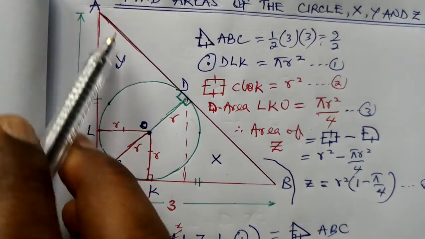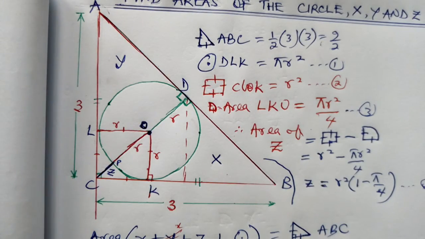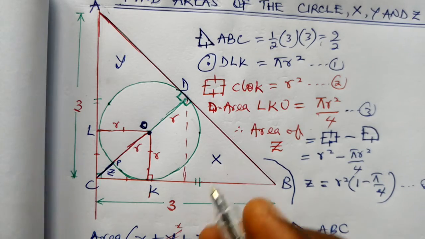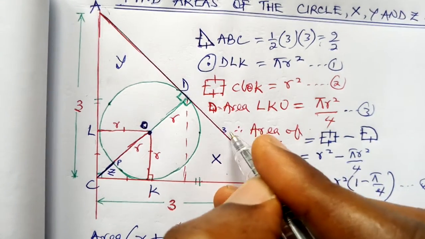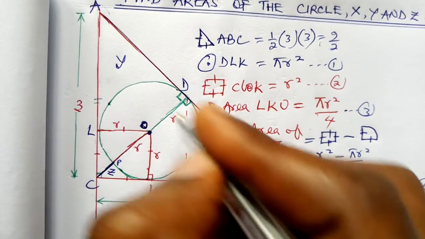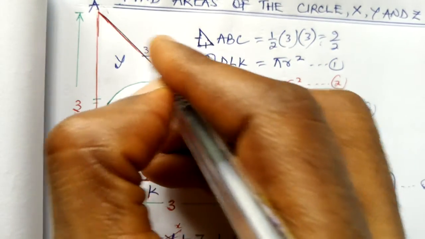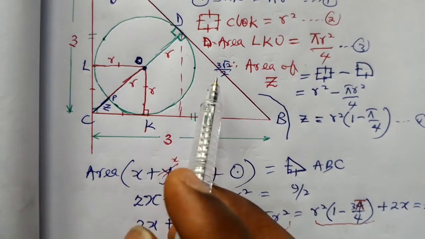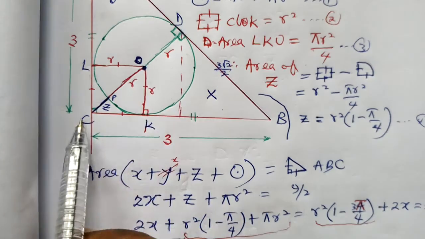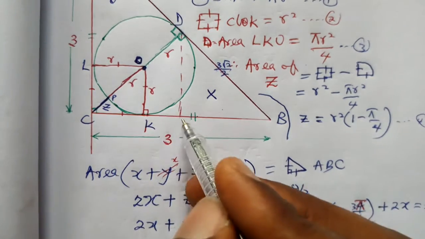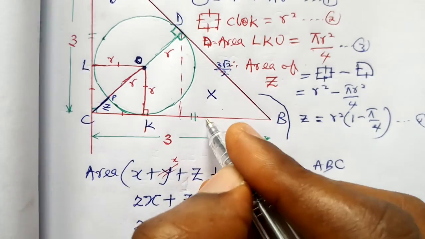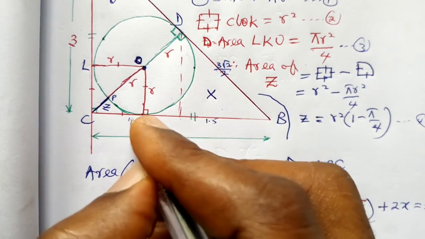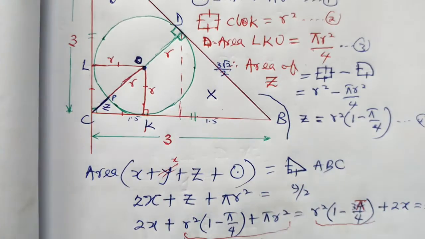That means that if here is 3√2, half of it is 3√2/2. So this side is 3√2/2. That means that this length is equal to this length, because this guy has been bisected into half. Here is 1.5. Here is 1.5. From here to here, 1.5.